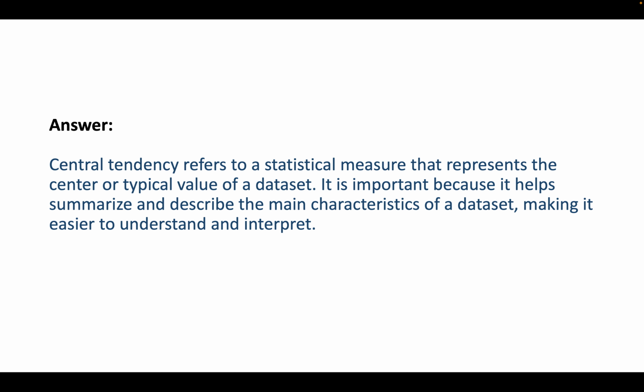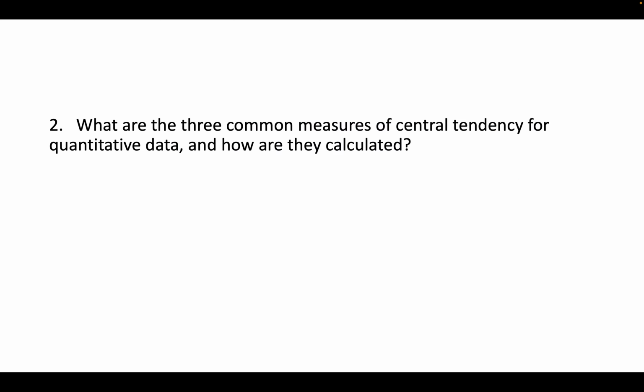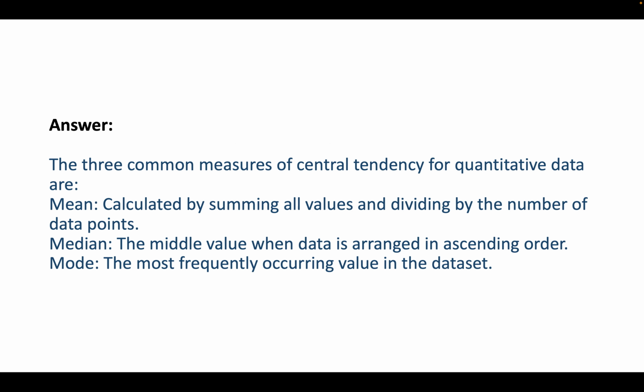It is important because it helps summarize and describe the main characteristics of a data set, making it easier to understand and interpret. Question 2. What are three common measures of central tendency for quantitative data and how are they calculated? The three common measures are mean, median, and mode. Mean is calculated by summing up all values and dividing by the number of data points, or the sample size.